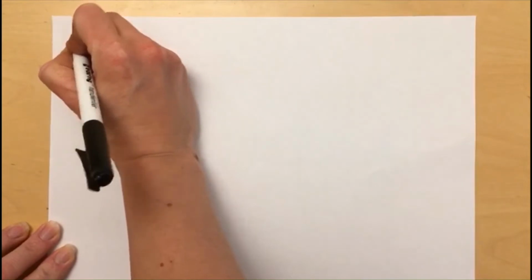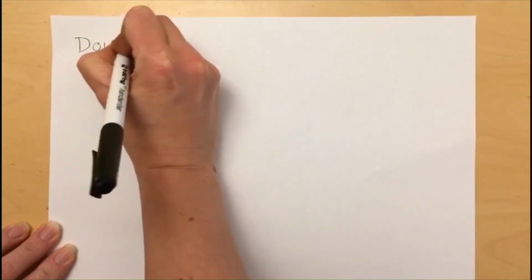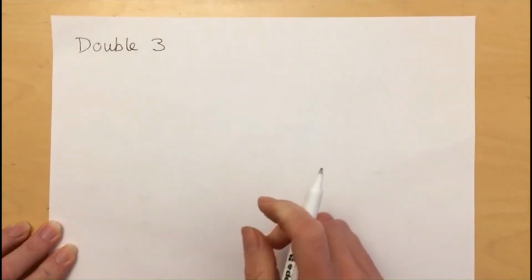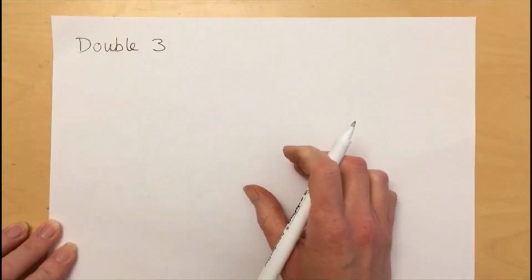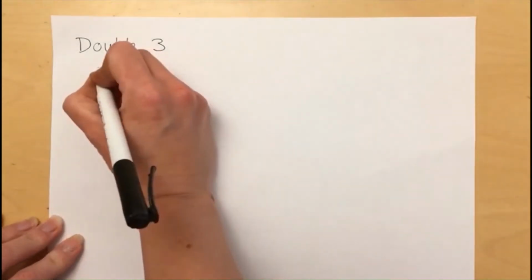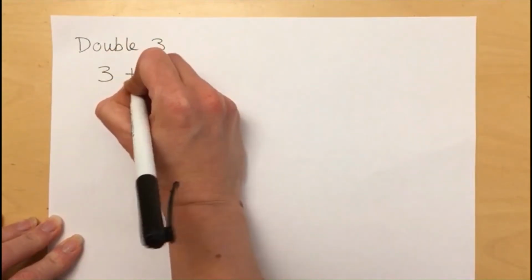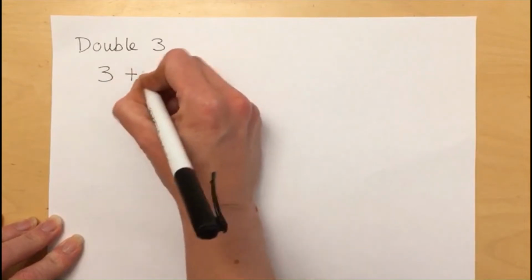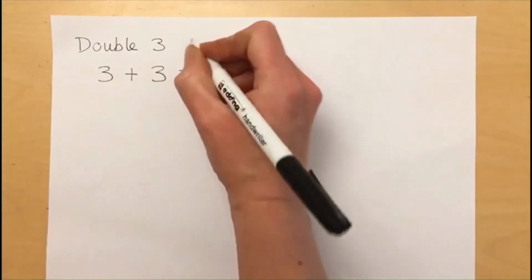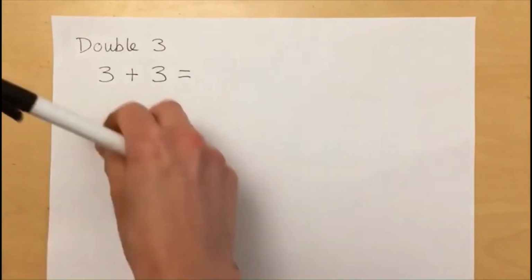So let's work through a few examples. What is double 3? So again, if you want to use some objects to help you, you can. So let's do one example with some objects. So double 3. So double 3 would be 3 add the same number. So 3 add 3 equals. So get your shapes or your objects.